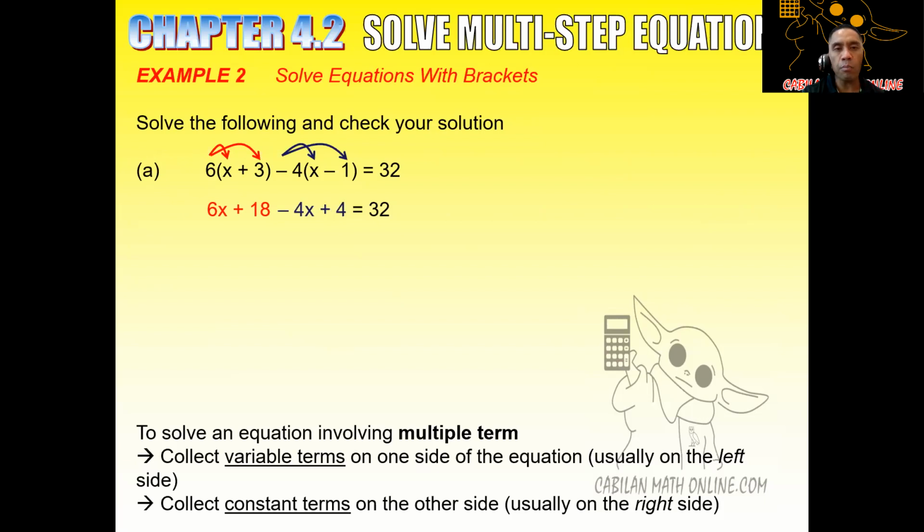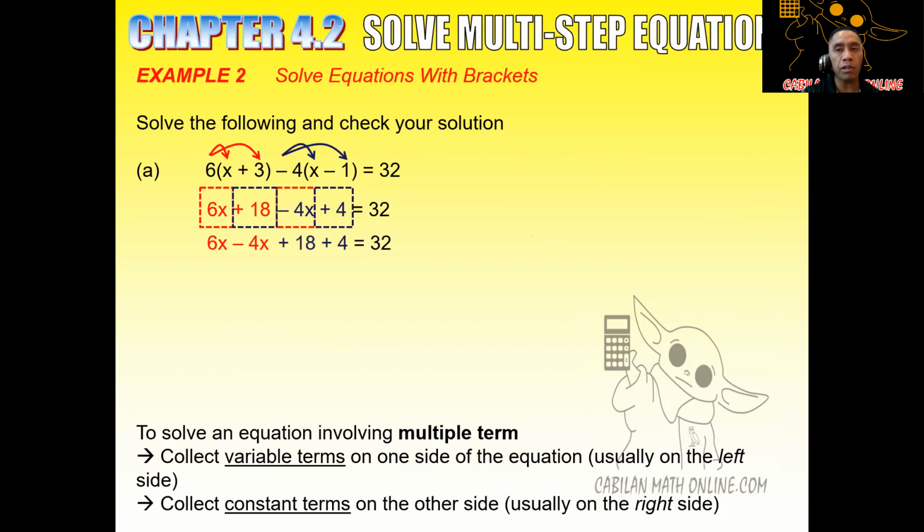Now, before we start moving things around here, what we want to do on the left side is to simplify it by collecting like terms. So what we're going to do here is take the 6x and the negative 4x. We're not moving them to the other side. We're just going to group them together so we can organize our information. 6x minus 4x, and then 18 and 4 are going to go together.